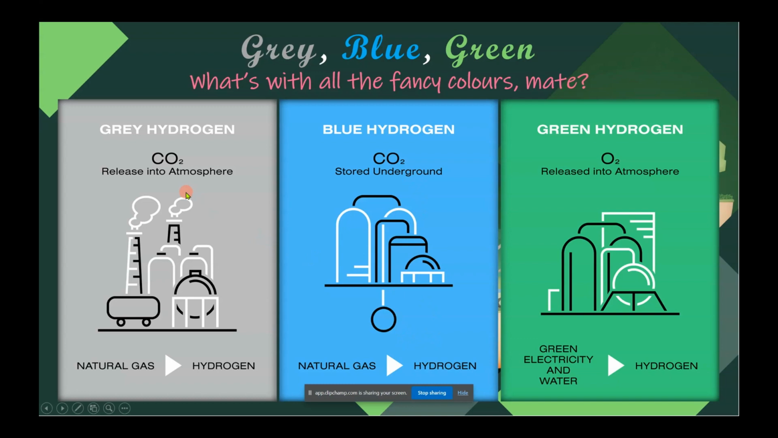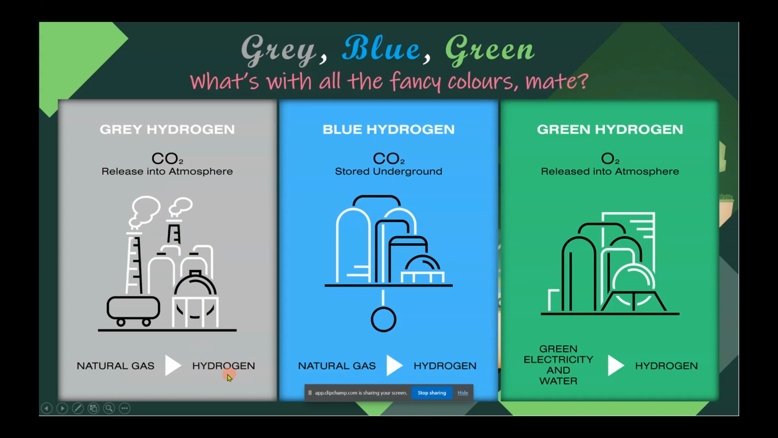Okay, now the majority of the hydrogen which is being produced by nations the world over at present is gray hydrogen. That is, again, the source of power to produce hydrogen, or to separate hydrogen from the compound in which it exists, is natural gas. But unlike blue hydrogen, the CO2 emissions are not stored underground, they are released into the atmosphere. So it is also a non-friendly way for the atmosphere.